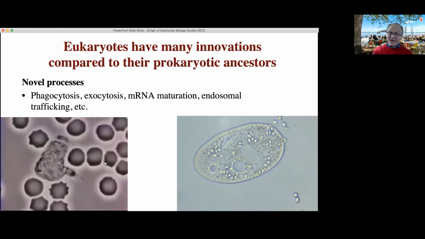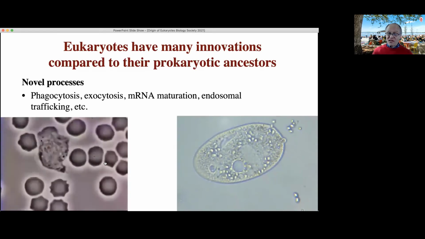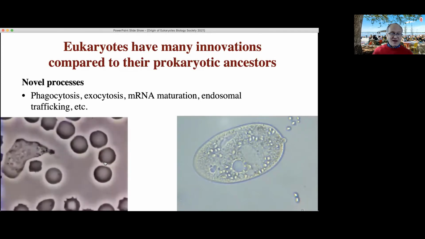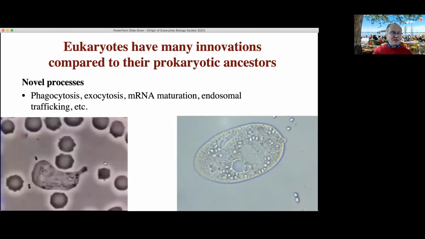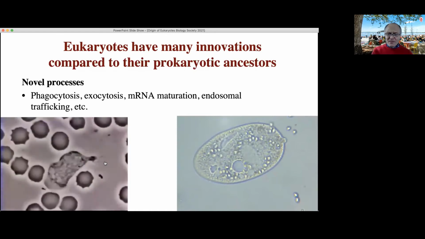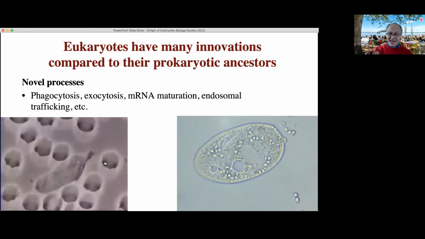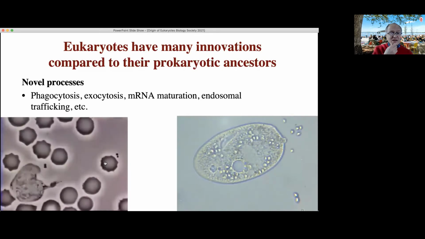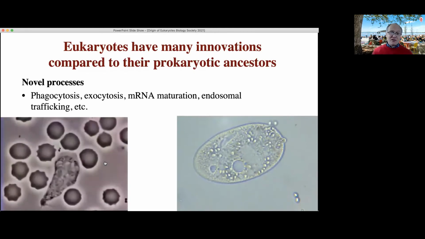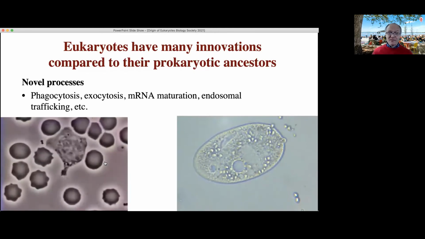They can engulf other cells through phagocytosis. Like this is a macrophage chasing a bacterium around in some blood, among some red blood cells. They can exocytose, like the cell on the right, setting out little vesicles. They have all kinds of internal systems that are quite complicated.